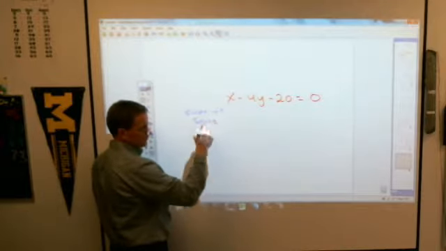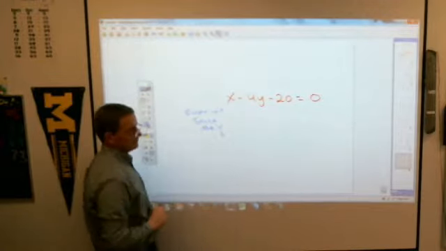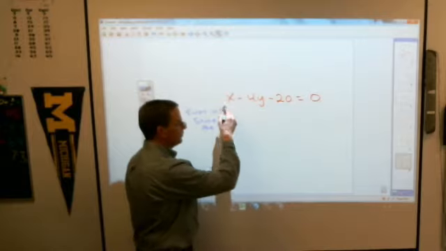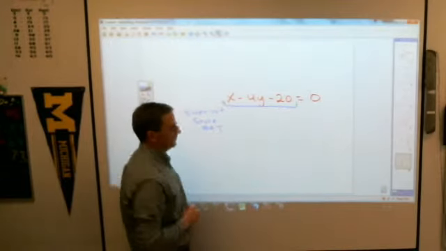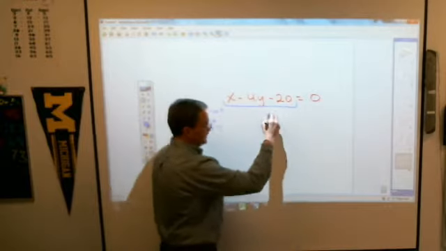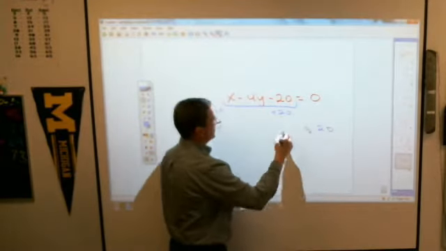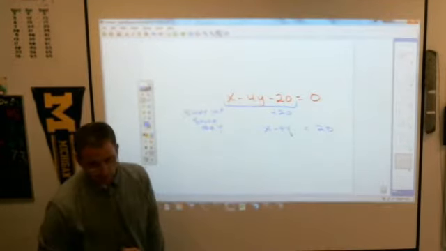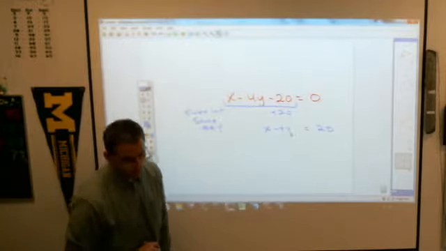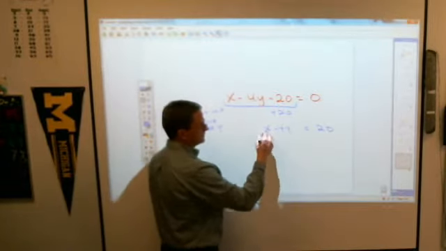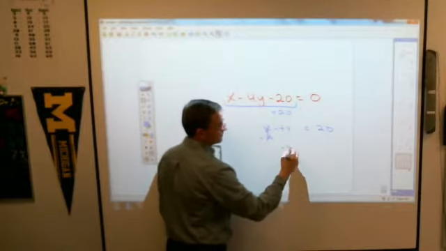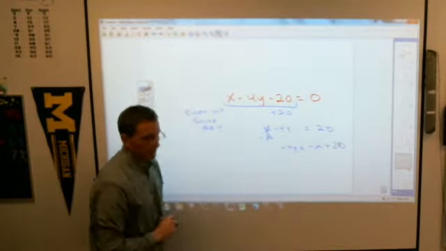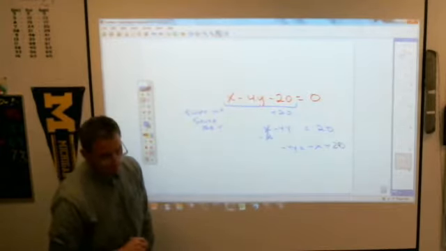How am I going to solve for y? Altenberg, if I'm solving this for y, what would I get rid of first? Add the 20. Yep, I need to add 20 to the other side. So now it looks like this: x minus 4y equals 20. Then I would do what? Subtract the x over. Move the x over by subtracting it. So now I have negative 4y equals negative x plus 20. Then my last step would be to divide by negative 4.